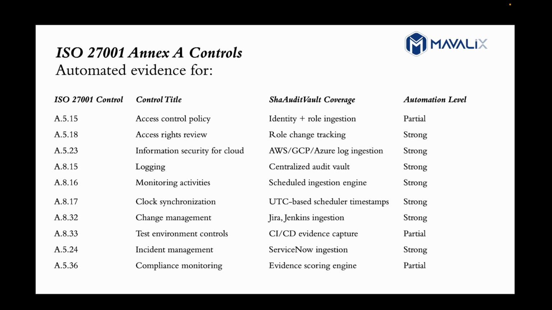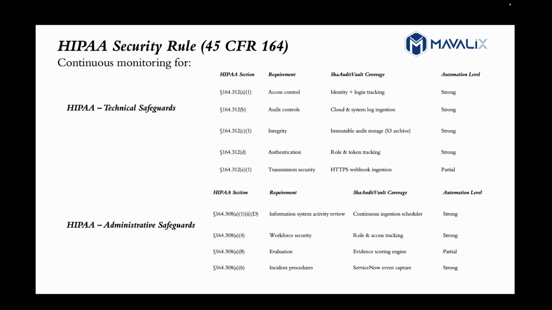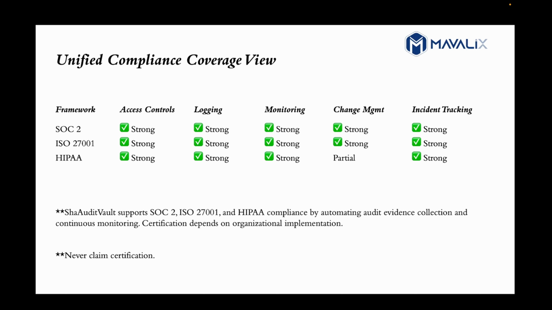Coming to ISO 27001, for automated evidence we are supporting identity, role integration, role chains, UTC-based scheduler, Jira and Jenkins integrations, and controls 8.32, 8.33, 5.25 and 5.36. Coming to HIPAA, we are supporting continuous monitoring for technical safeguards and administrative safeguards. For technical safeguards: identity, cloud system logs, immutable audit, role token tracking, and HTTP webhooks. For administrative: continuous scheduler, role access tracking, and evidence coding. Everything is captured. So the unified compliance coverage view covers all these three frameworks.